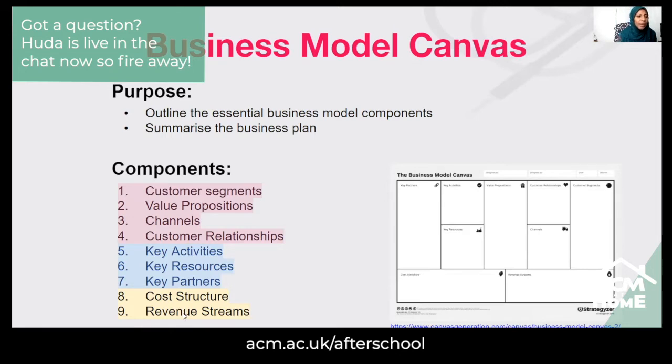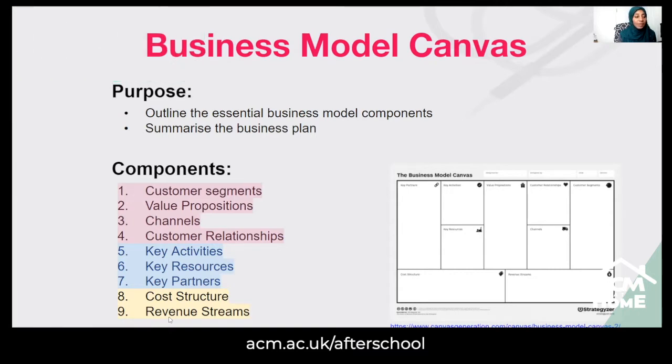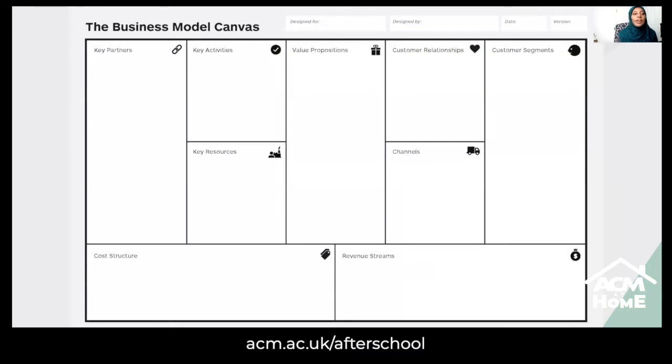And the last two are about the viability of this idea and this business: cost structure and revenue streams. So how much you're paying and then how much you're gaining. And then you compare the costs and see if you are on the plus side or on the minus side. This is how, very simply put, you know if you are going to survive with this business, or if this business is something that is worth doing and taking on. So let's take a closer look at it. This is how the business model canvas looks.